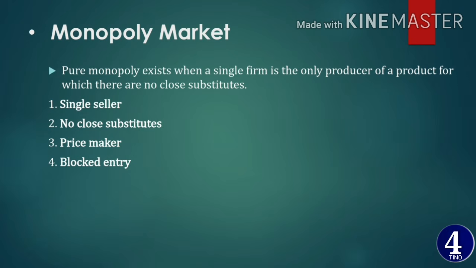So that's why entry is blocked, and exit is also difficult, which means that there is a barrier for entry as well as exit. Okay, these are the characteristics of a monopoly market. I mean, not all characteristics, but some major characteristics of a monopoly market provided in the module.